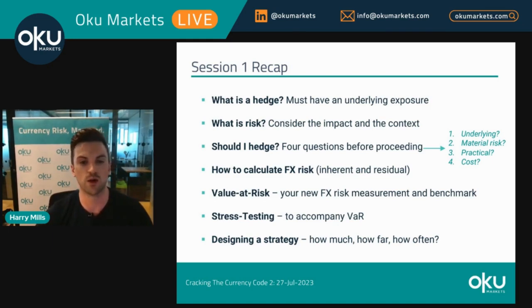And then we looked at value at risk, which we said was your new FX risk measurement and your benchmark. That's your maximum potential risk, your maximum loss across a particular time period with a set confidence level. And then we discussed stress testing as well, which works really nicely in tandem with value at risk. And finally, from there, we looked at how to design a strategy. So basically answering the question, how much, how far, and how often.